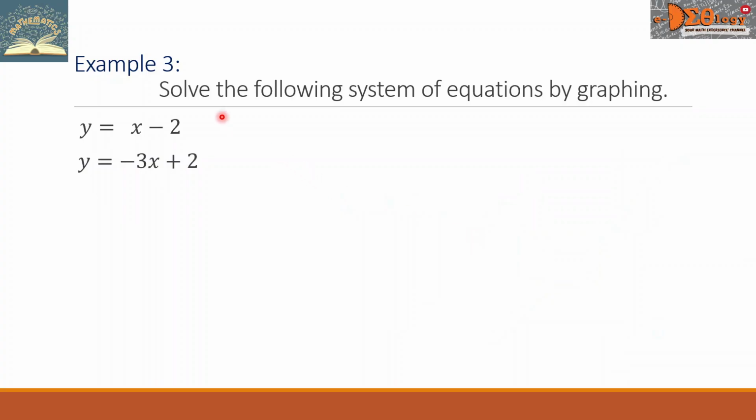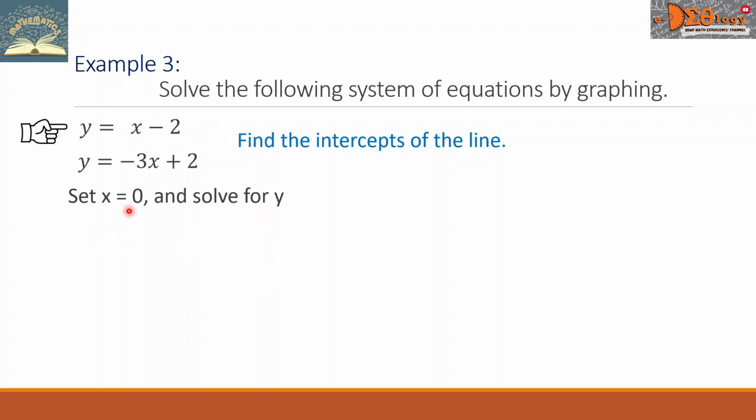Example 3. Solve the following system of equations by graphing. y equals x minus 2. y equals negative 3x plus 2. Let us graph the first line. So we find the intercepts of this line.